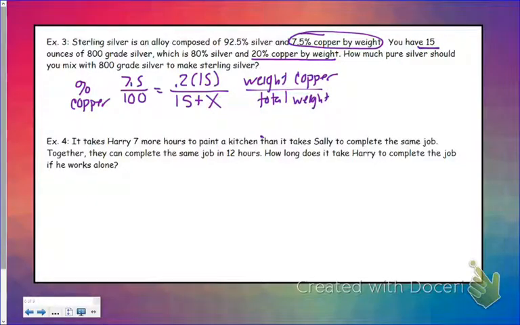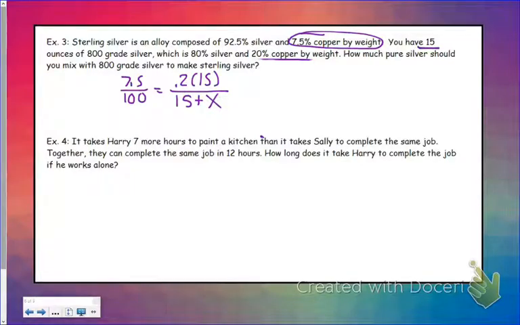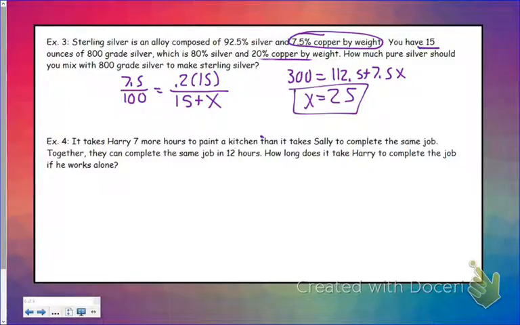So then from here, again, we can just cross multiply and solve for x. And when I cross multiply, I end up getting that this is 300. And then this is going to be 112.5 plus 7.5x if I distribute. So subtract and divide, and I get that x is equal to 25. So I would need to add 25 ounces of pure silver in order to get the percentage that I'm looking for. Okay, the hard thing about this one is there's a lot of extra numbers kind of floating around that we actually didn't need to solve our problem.